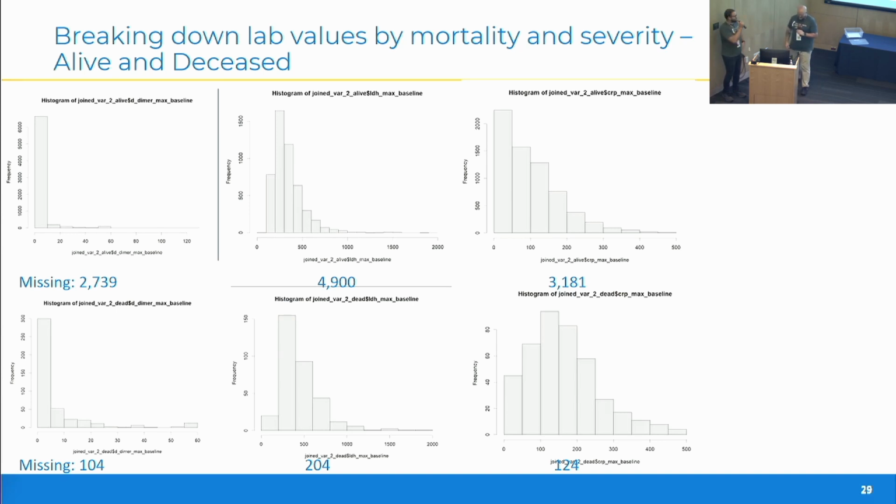Overall, the missingness for D-dimer specifically is 20% in our data set. In the data set we shared. In the data set that we shared, yes. It's much, much worse in the full data set. Yes. We'll have that.